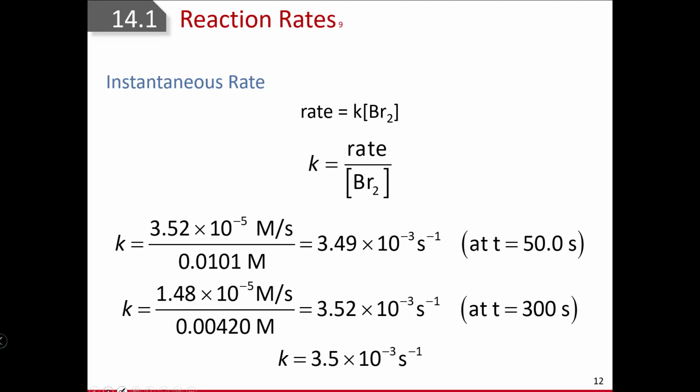So what we have here is, we solve for K. We're going to take the rate and divide it by the concentration at one time, and we can take the rate and divide it by the concentration at a different time. Notice, when the concentration is higher, the rate is faster. When the concentration is lower, the rate is lower. But when I take the rate versus the concentration, I get approximately the same number. There's a little bit of difference, but not much. And so that's the rate constant.